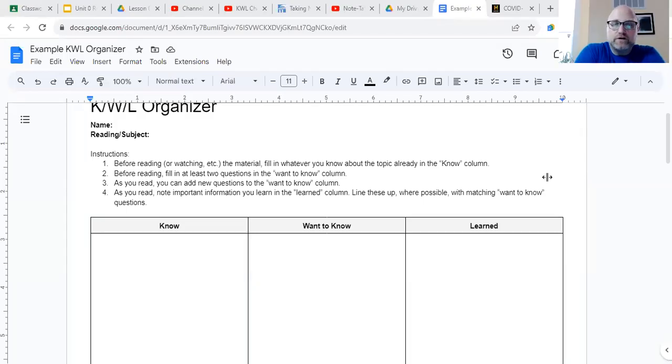In this video, I'm going to walk you through an example of using a KWL chart to focus your reading and take notes. So I've already got my KWL organizer set up. It is in my folder that I'm using as my learning journal. If you do this on paper, that's also fine. If you need me to walk you through doing it on paper, I can, but it's the same thing.